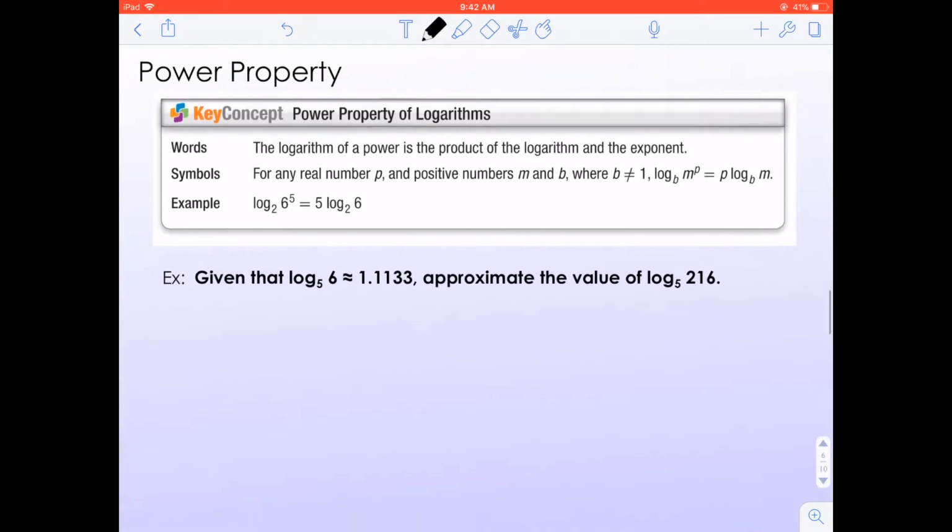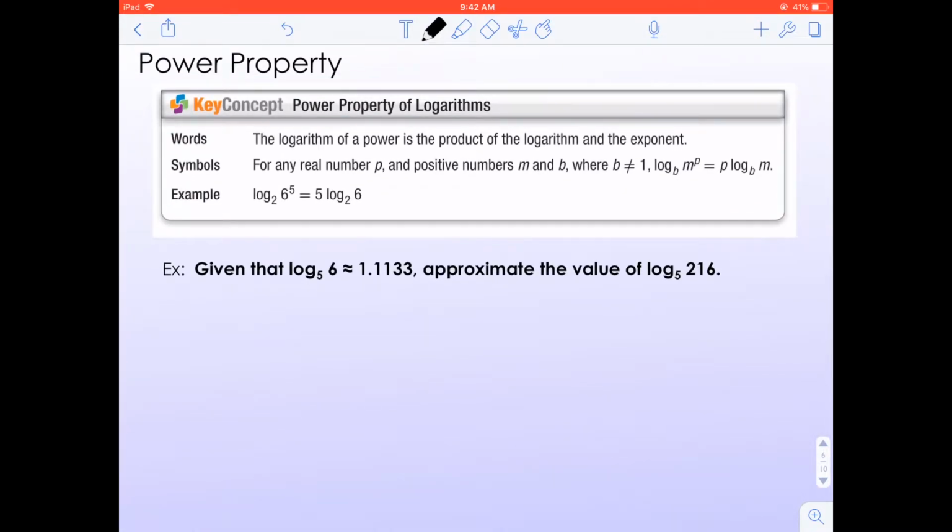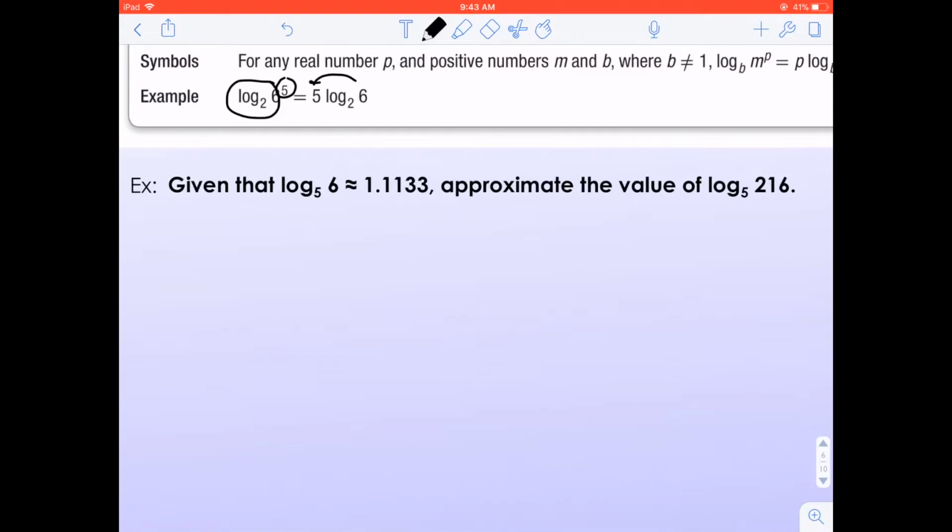All right, our last rule is this power property. So our power property says that if we have the log of something raised to a power, we can move that power out in the front. So again, we're just rewriting this. We're given that log base 5 of 6 is approximately 1.1133, and we want to use that to figure out what log base 5 of 216 is.